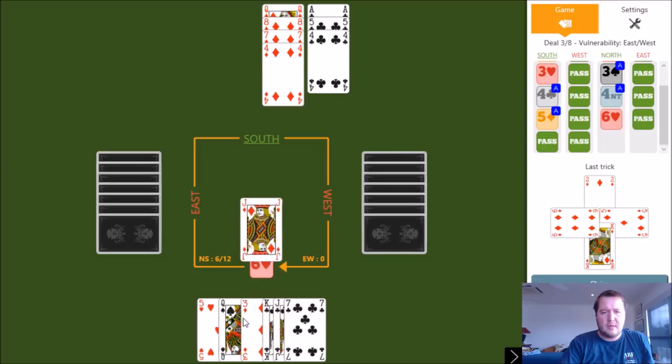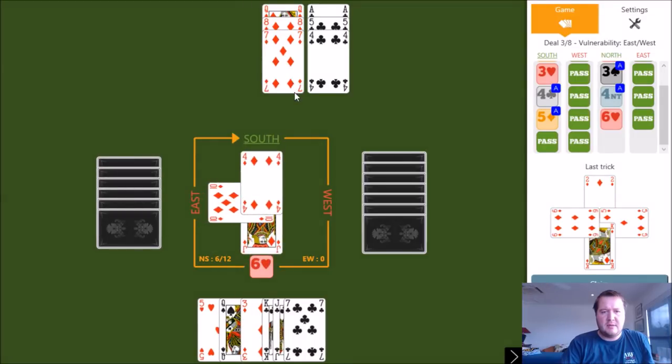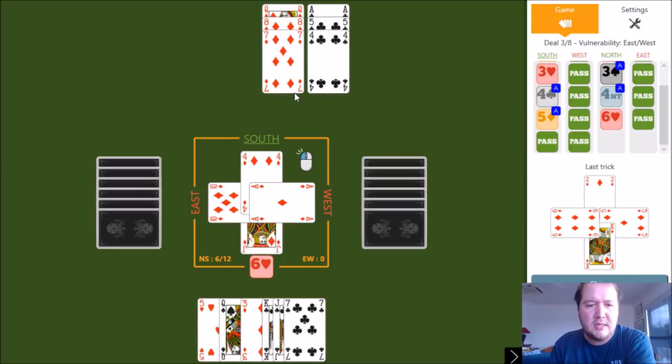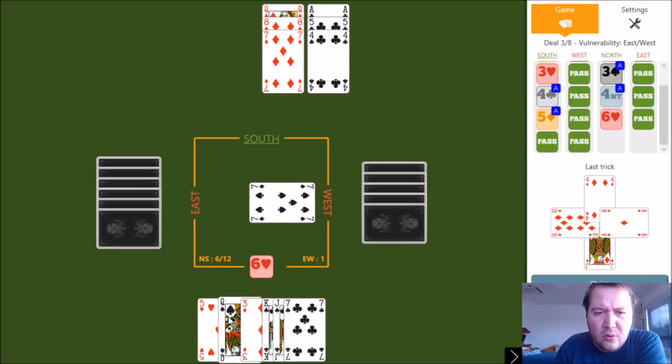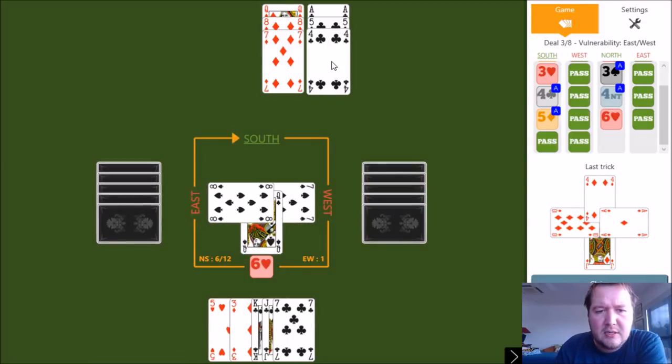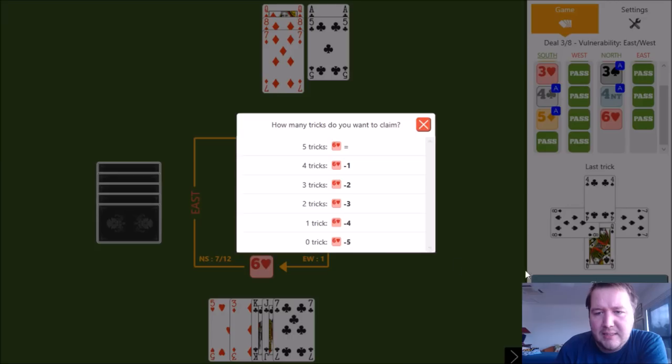Okay, and now I'll just play Jack of Diamonds. Okay, and we've got the rest of the tricks. And I can probably even organize the overtrick at this stage. So that one should be decent. So plus 980.